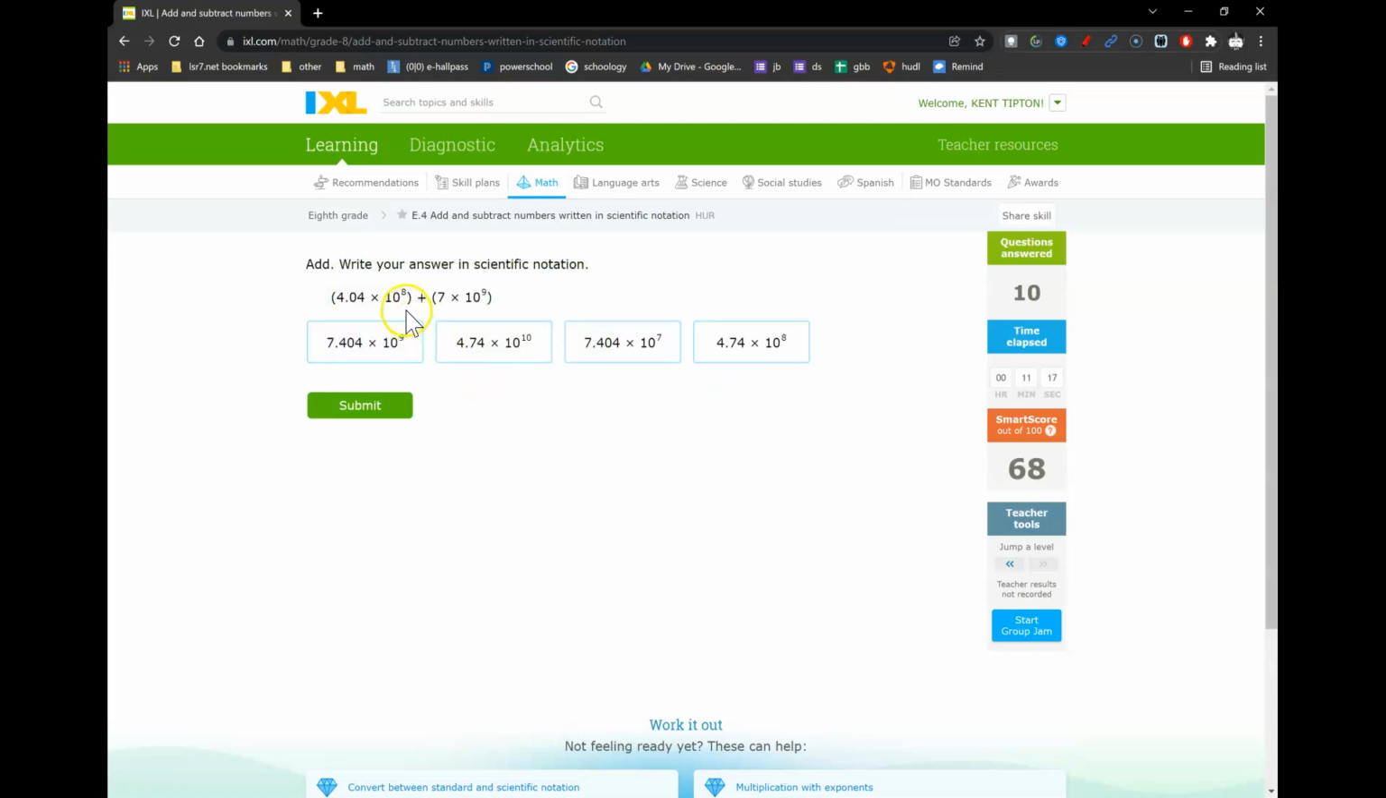All right, one more like that. Again, we got 10 to the 8th and 10 to the 9th. We cannot combine those unless the exponents are the same. So I'm going to move my 4.04 back 1, so it's 0.404 times 10 to the 9th. Then I can add, and I've got 7.404 times 10 to the 9th.